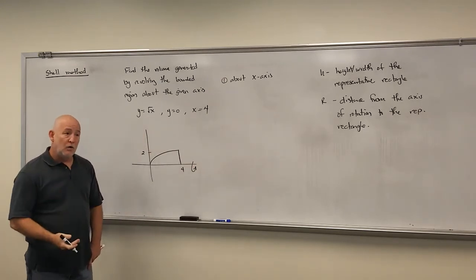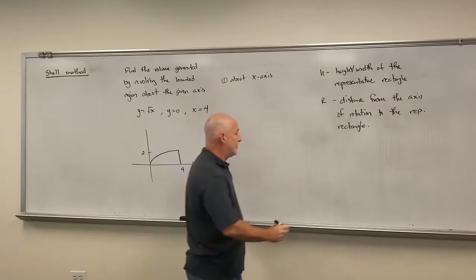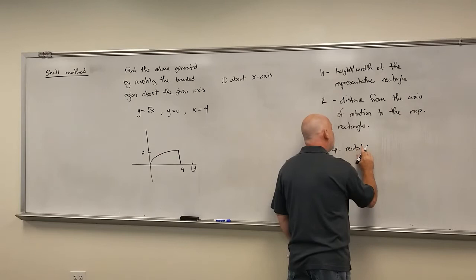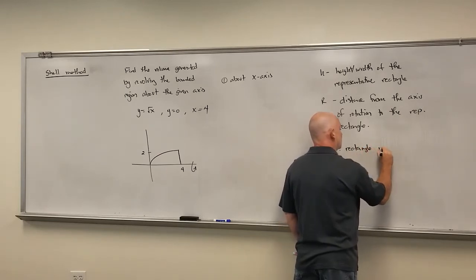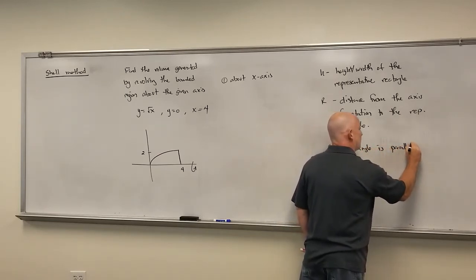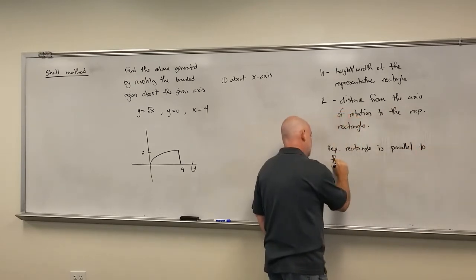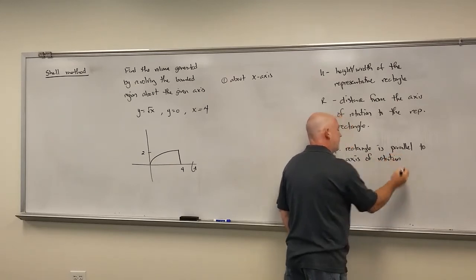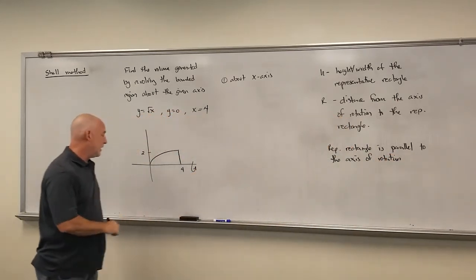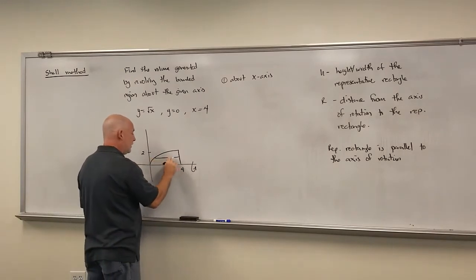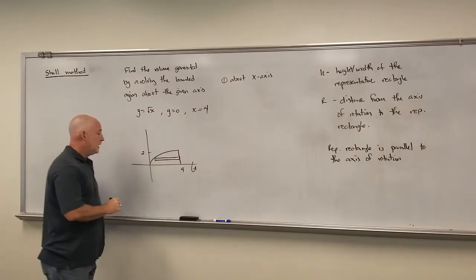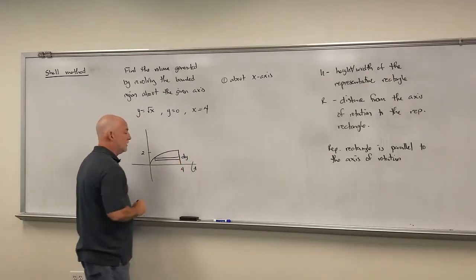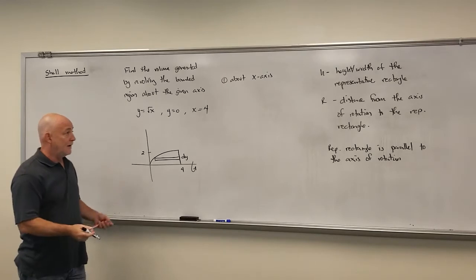Now, which way do we draw our representative rectangle? Well, for this method, the representative rectangle is parallel to the axis of rotation. Now, that's kind of how we defined it originally, so that should be kind of implied. So when I draw this, there is my representative rectangle. And again, just like before, we want to put ourselves a little piece of dy because that defines the entire outline of the problem.